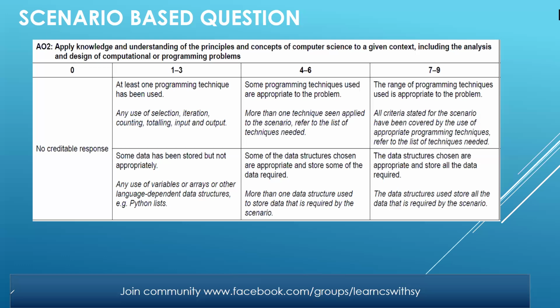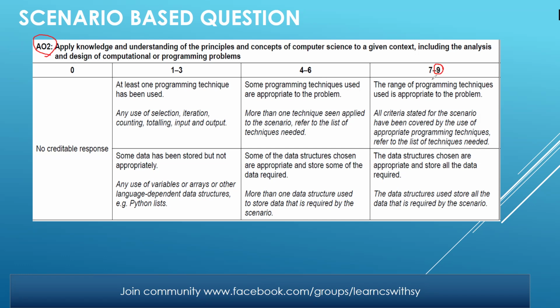The very first thing that you can see here is that assessment objective 2 is a maximum of 9 marks. And you can score these 9 marks very easily if you are following the instructions, like you have used the programming techniques that are needed. For example, the right selection statements, right iteration, counting, totaling as required, input and output as needed. In case you have used any of the variables, then definitely you are going to score 1 to 3 marks. In order to score 4 to 6 marks, you need to have applied the required technique and used the data structures appropriately.